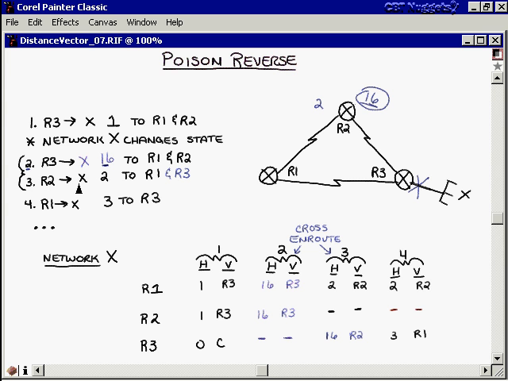All right, the third step, remembering that these are crossing again, because in step number 3 here, R2 is going to send its update out saying that 2 hops away, I have network X, and it's going to send that to router 1. But remember what I said, it's going to send to R3 a metric of 16 because of poison reverse. So let's look at that. It's going to send this packet out and this packet out with different metrics.